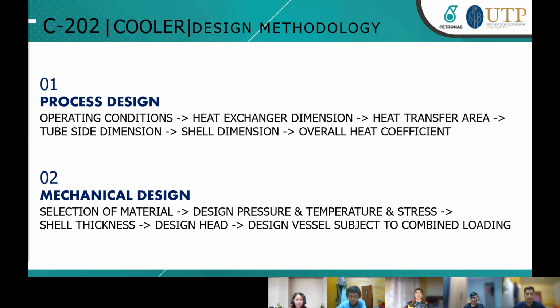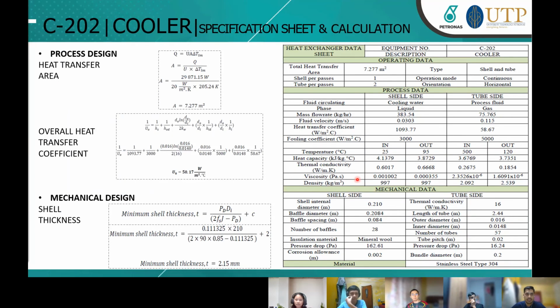On the other hand, the mechanical design will start with the selection of material, where stainless steel type 304 has been chosen. After that, the design pressure, design temperature and design stress will be calculated, followed by computing the shell thickness. The last part in the mechanical design will be the calculation of the design head dome and design of vessels subject to combined loading.